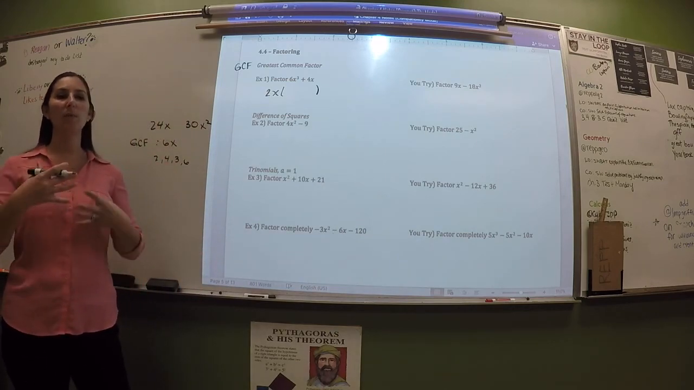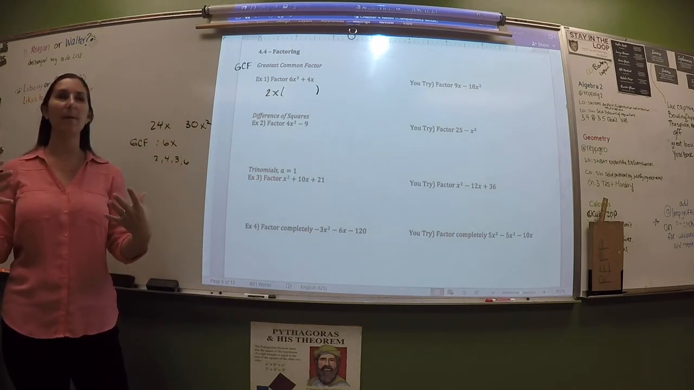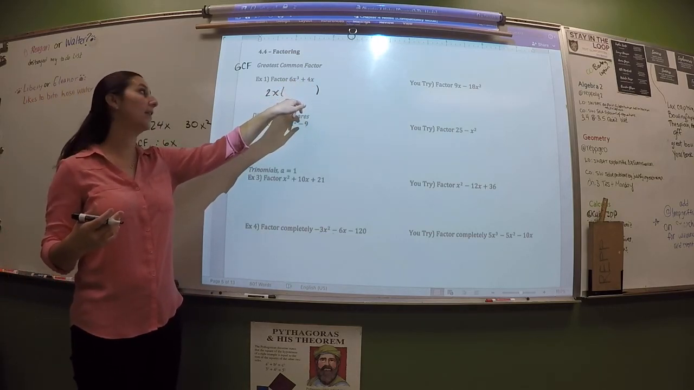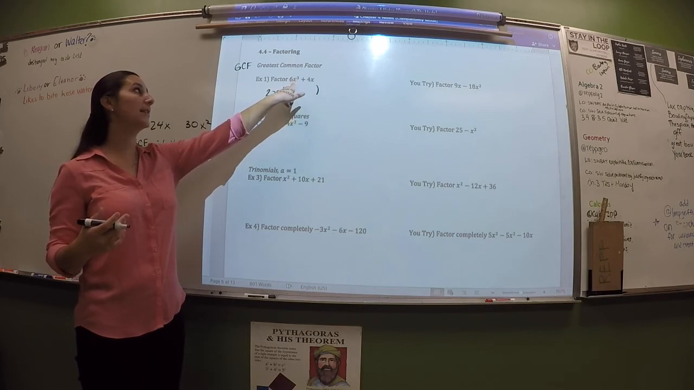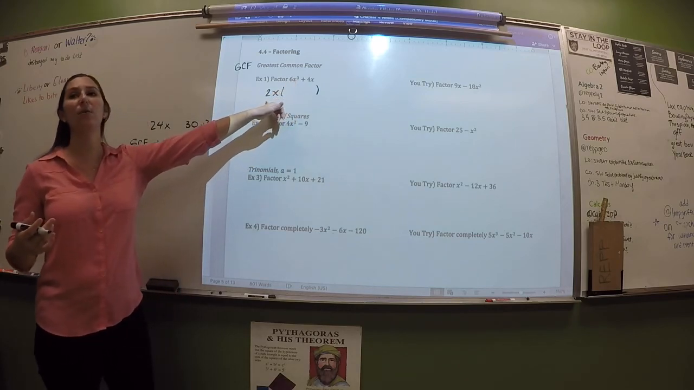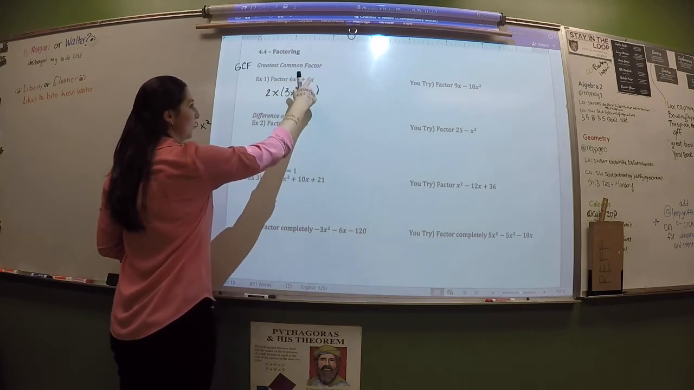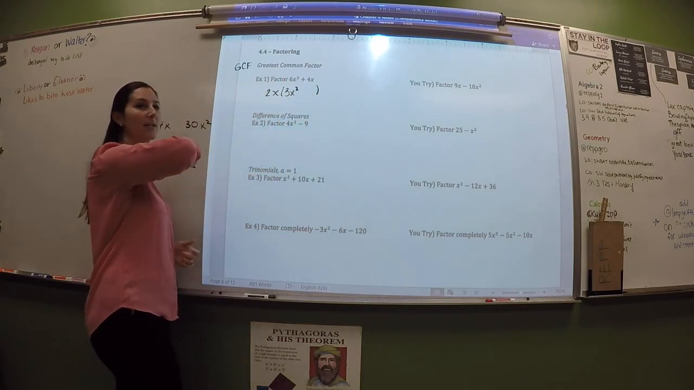What would be left in the parentheses is the quotient of these two terms and the 2x. So what's 6x cubed divided by 2x? 3x squared. And then what's 4x divided by 2x? Plus 2.